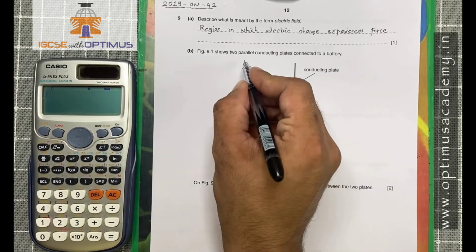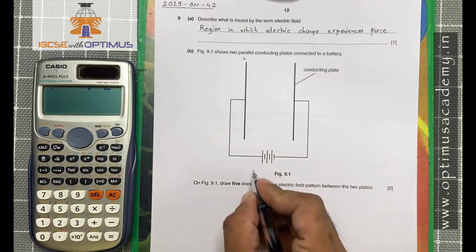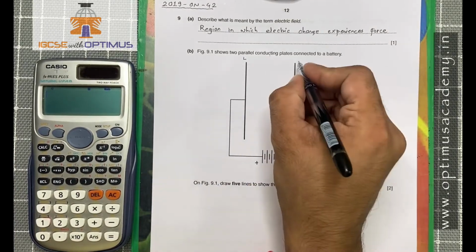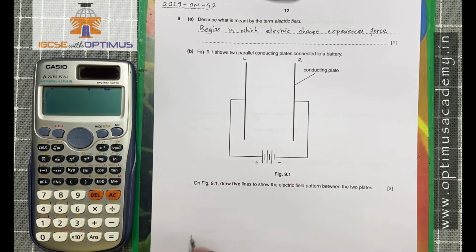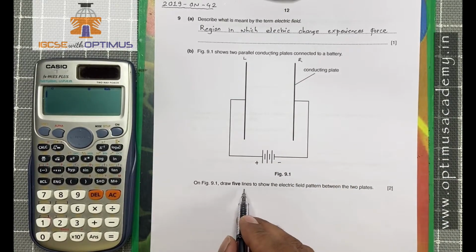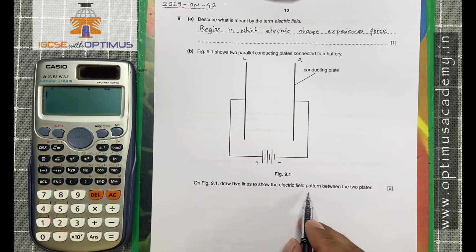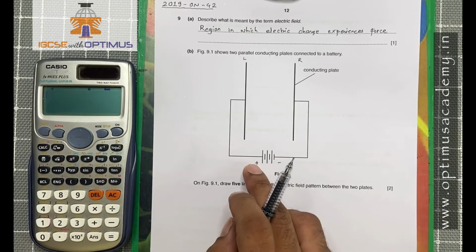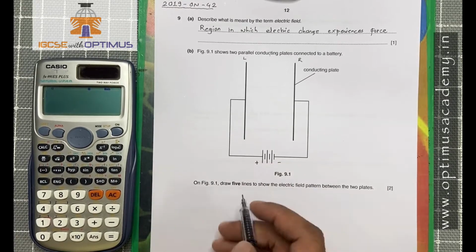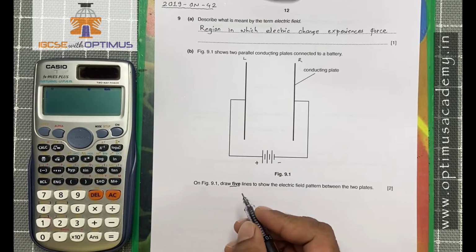You can see that the left hand side plate is connected to positive terminal and right hand side plate is connected to negative terminal of the battery. On figure 9.1, draw 5 lines to show the electric field pattern between the two plates. We know that electric field is indicated by electric field lines and the direction of electric field lines is from positive to negative. They are asking us to draw 5 lines over here.